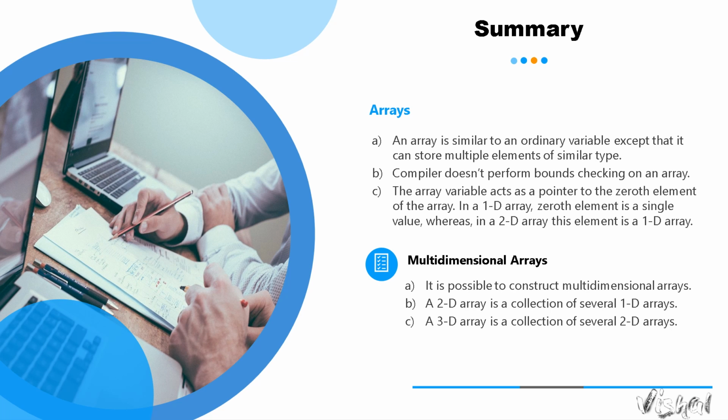The next thing is the multi-dimensional array. It is possible to construct a multi-dimensional array. A 2D array is a collection of several 1D arrays, while a 3D array is a collection of several 2D arrays. So I think you might have understood something from that.